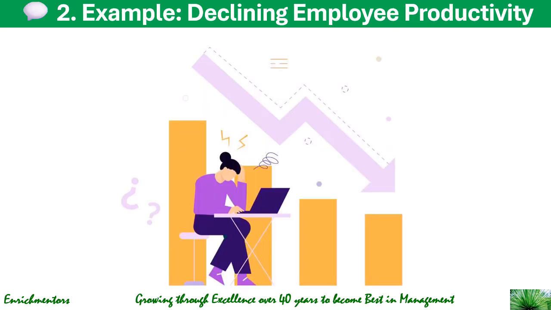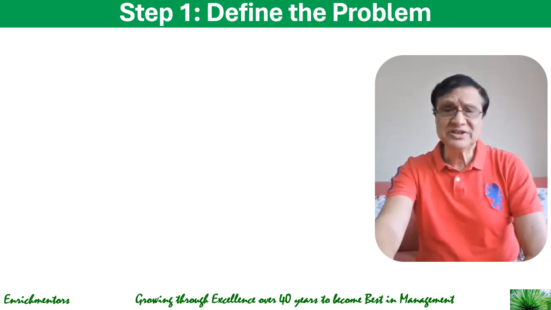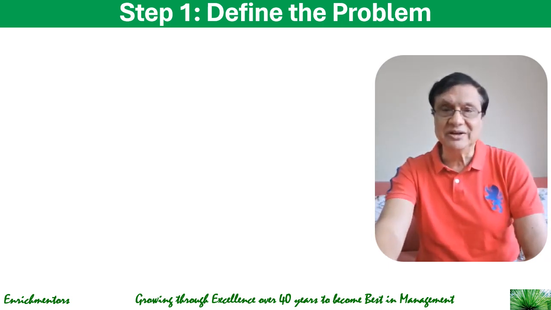Let's take a look at an example of declining employee productivity. I'm not going to read out verbatim everything. I'm going to show you, and you can pause and read many of the things that are there. So let's apply this framework. The first step, obviously, is to define the problem. So what can you do? You can give a prompt to AI.